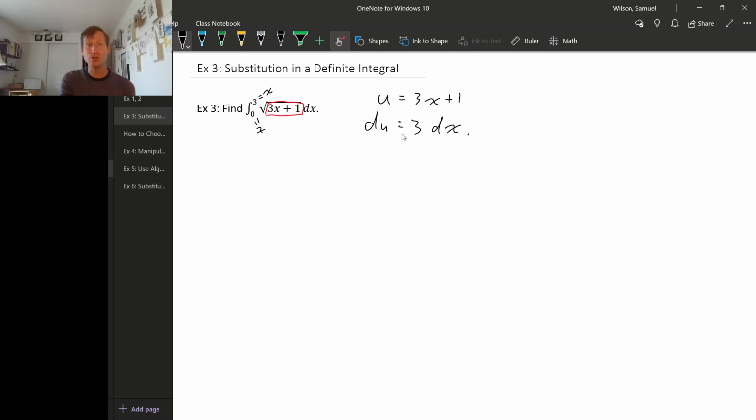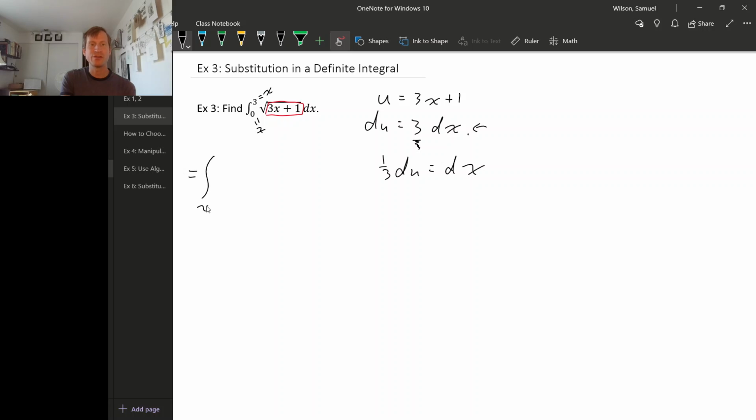Okay, so let's see what we can do. This substitution looks like it's going to work, except this 3 that's on the right-hand side of our second equation, there's no 3 that we can put together with this dx over here. So let's divide both sides by 3. 1/3 du equals dx. Okay, now we can do the substitution.